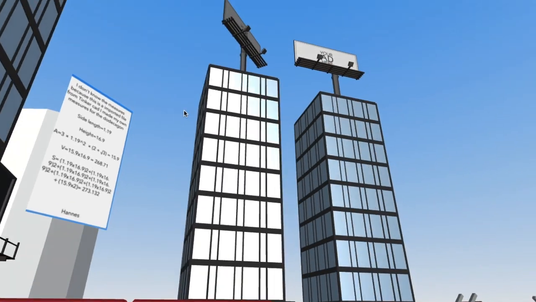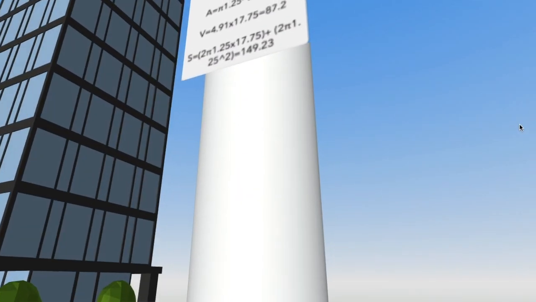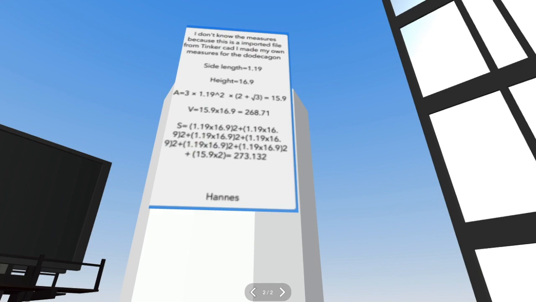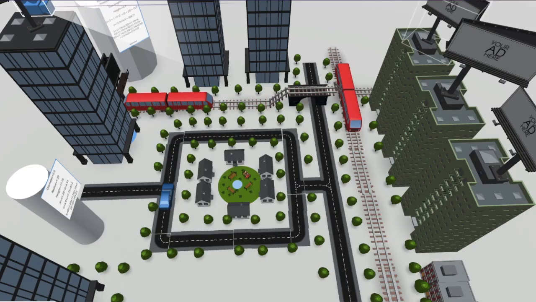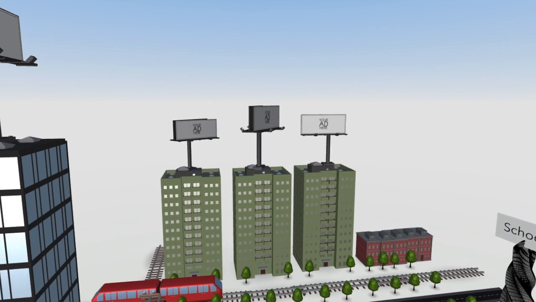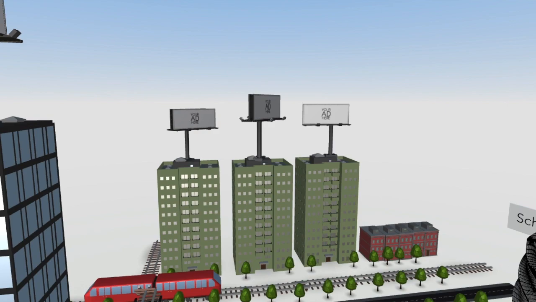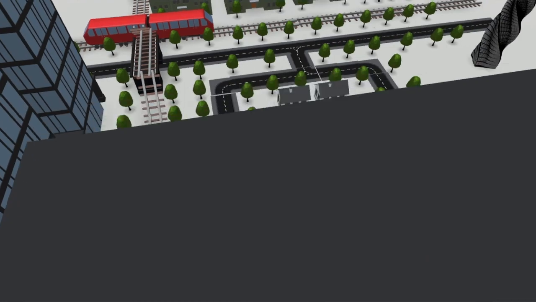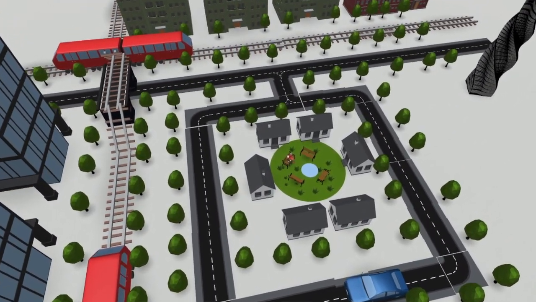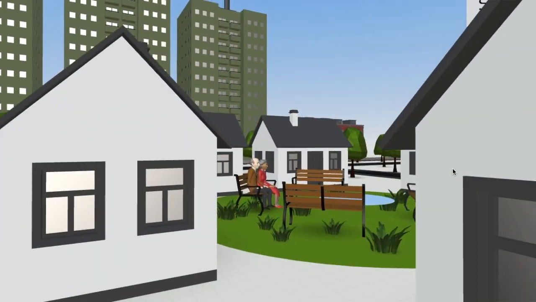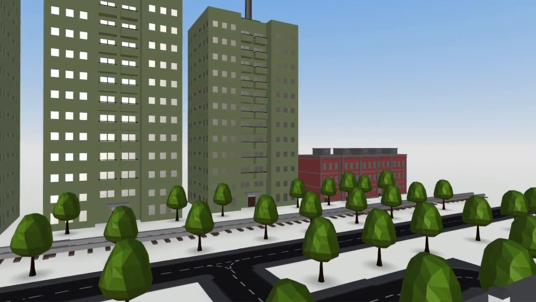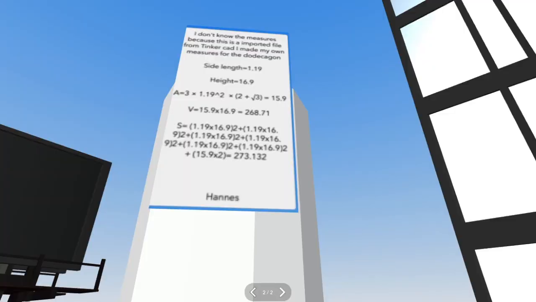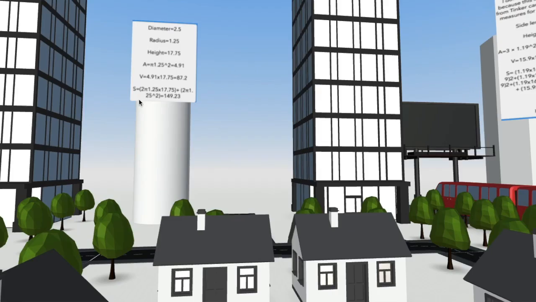So you do 1.19 times 16.9 times 2, because there's always a facing side, and you add that six times: 1.19 times 16.9 times 2, plus 1.19 times 16.9 times 2, and so on, plus 15.9 times 2. I did it like this because there are 2 reflecting sides and there are 12 sides, so you just have to do it 6 times. Each side has a reflector side which reflects onto the other side, and it's the same thing.